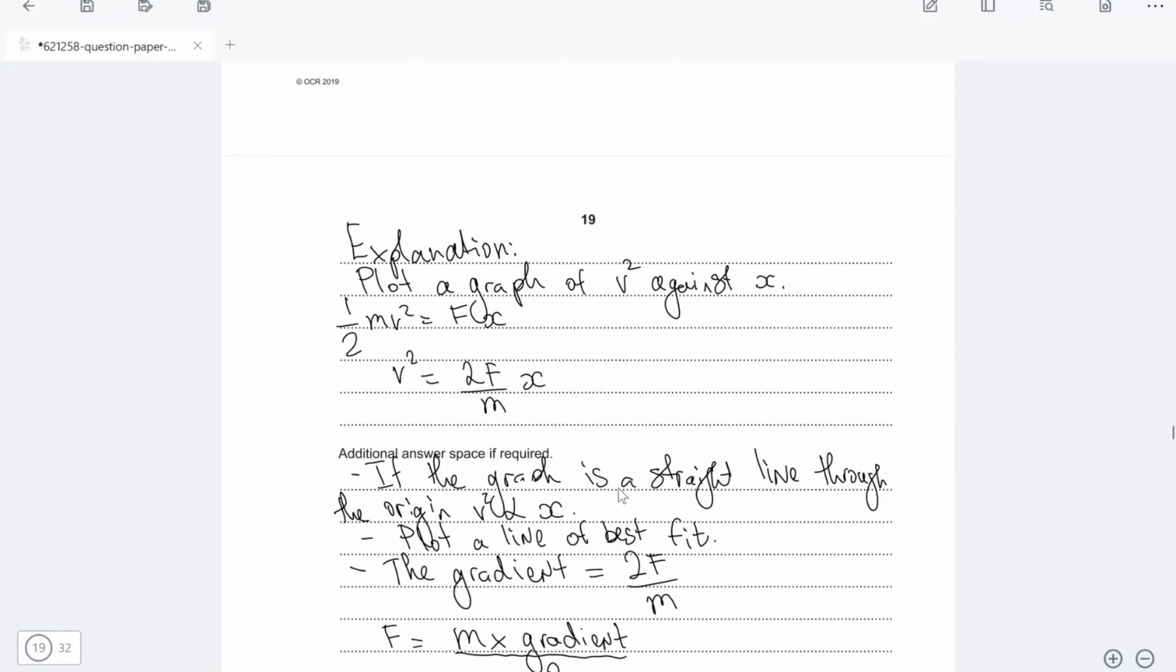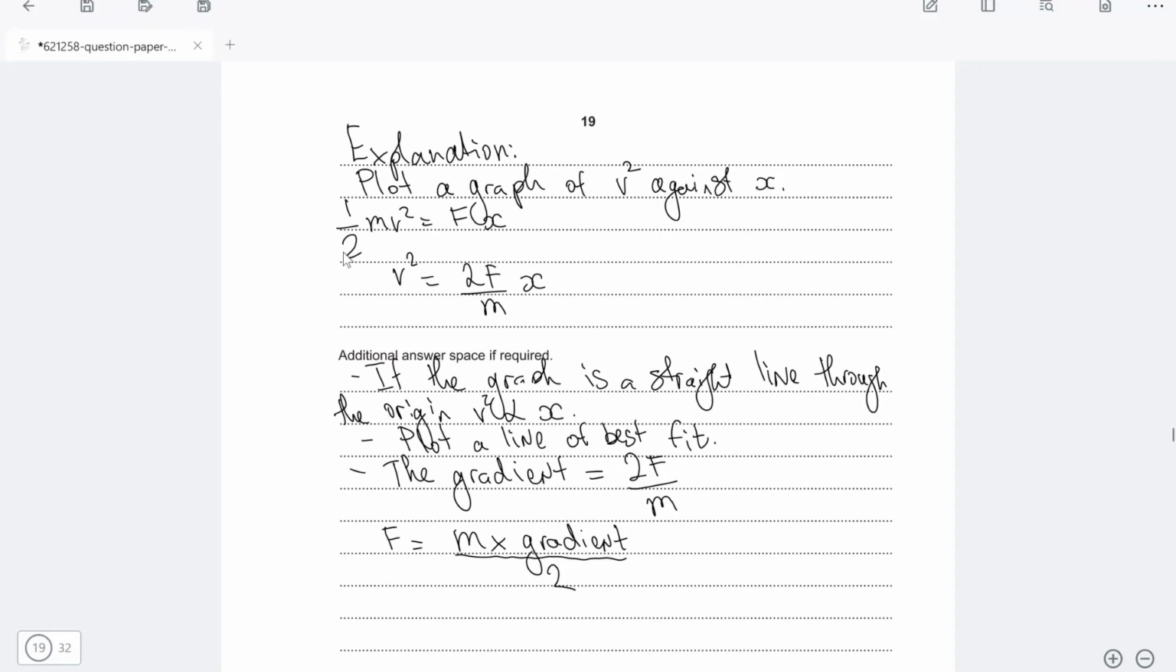In terms of the explanation, for instance, we could plot a graph of v squared against x, because a half mv squared is equal to f times x. Just rearranging for v squared, we're going to get that v squared is equal to 2f divided by m times x. I mean, we could compare this with the equation of a straight line where y is equal to mx plus c. Please don't confuse m the gradient with m the mass. I've called it just gradient later on.